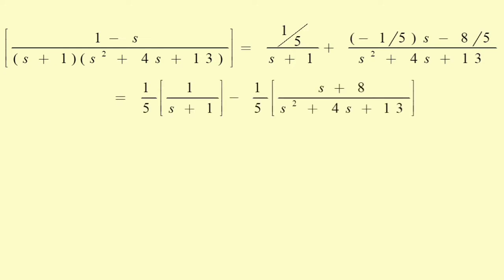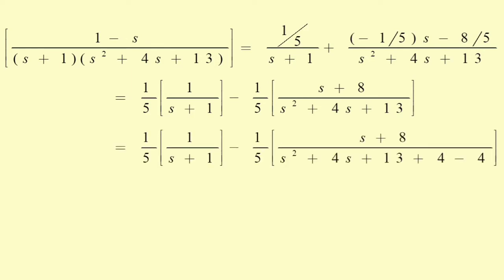Now this equation can be written as 1 by 5 into 1 by s plus 1. Now from the second term we can take minus 1 by 5 outside, so we will be getting minus 1 by 5 into s plus 8 divided by s squared plus 4s plus 13. Now in the first term we have an inverse Laplace transform, but for the second term we don't have an inverse Laplace transform. So we are going to convert the second term into an inverse Laplace transform of a standard type. So now in the denominator we are going to add and subtract 4.